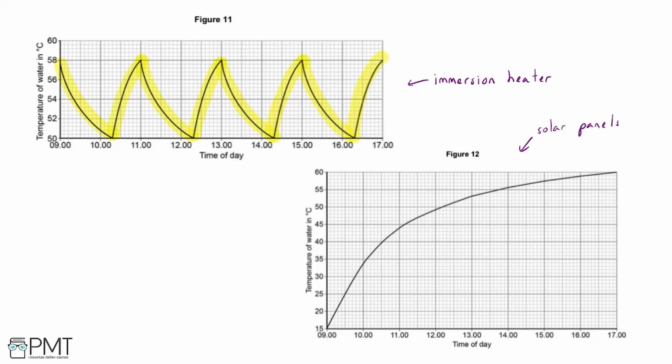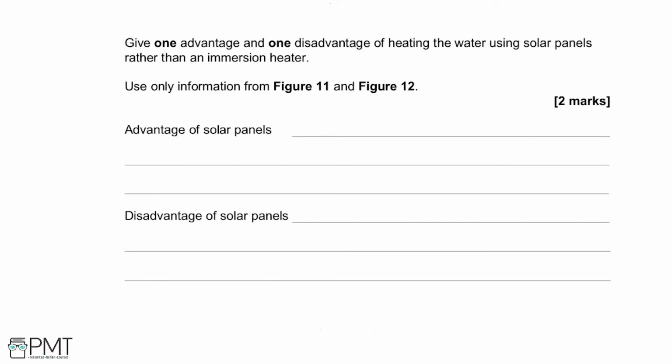So the temperature is not heating at a constant rate. In Figure 12, the temperature isn't heating at a constant rate either because it's not a straight line. However, it is heated continuously. So we're starting at the bottom and we're continuously moving upwards on the y-axis, which is good. It's an advantage. And so our advantage would be that the water is heated continuously. It doesn't keep dropping up and down.